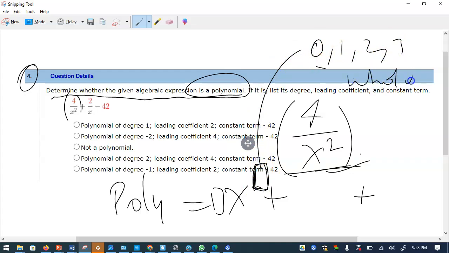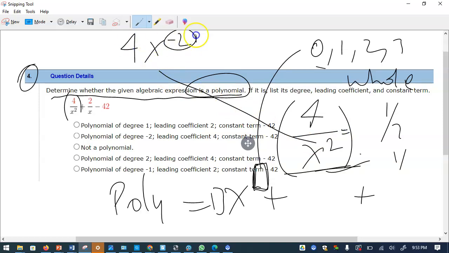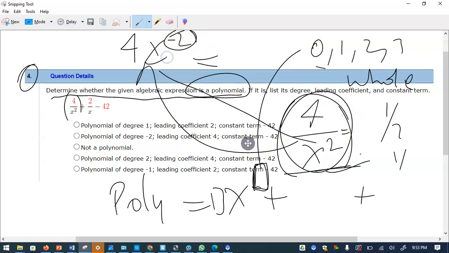They have to be whole numbers. You can't have a fraction like this or one. I can always write this as 4x raised to minus 2, but you can't have this minus 2 like that. The negative exponent property says that this thing is the same as this, but you can't have a minus 2. So this is not a polynomial. So that's all you're solving.